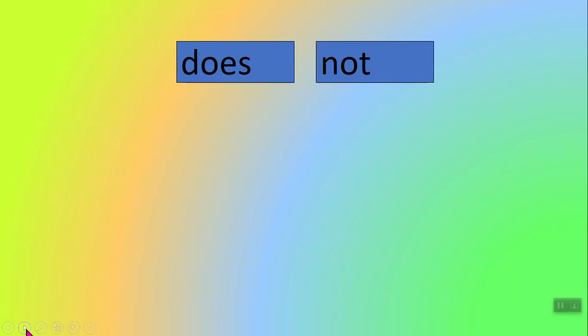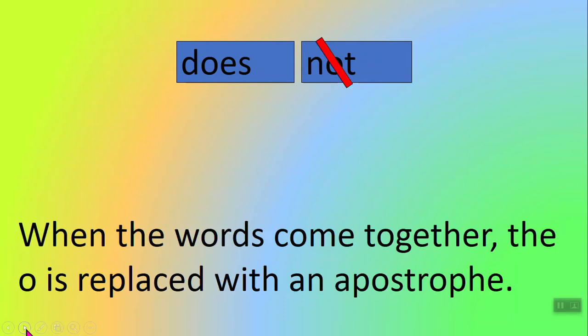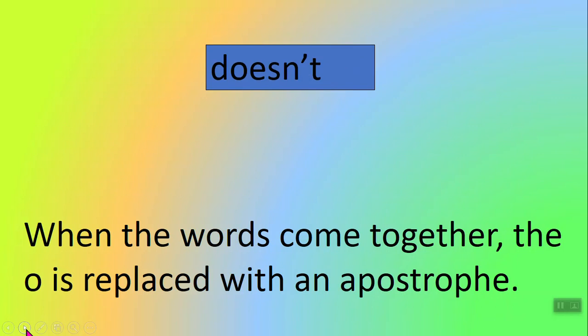So you have does and not. We cancel the O in not, and the O is replaced with an apostrophe. So here you can see does, doesn't. So we don't spell the O. We just say doesn't. We don't say does not. We say doesn't. And the O is replaced with an apostrophe.